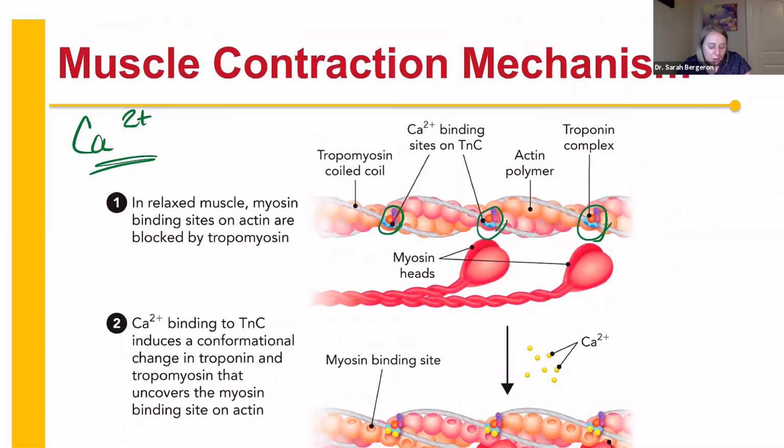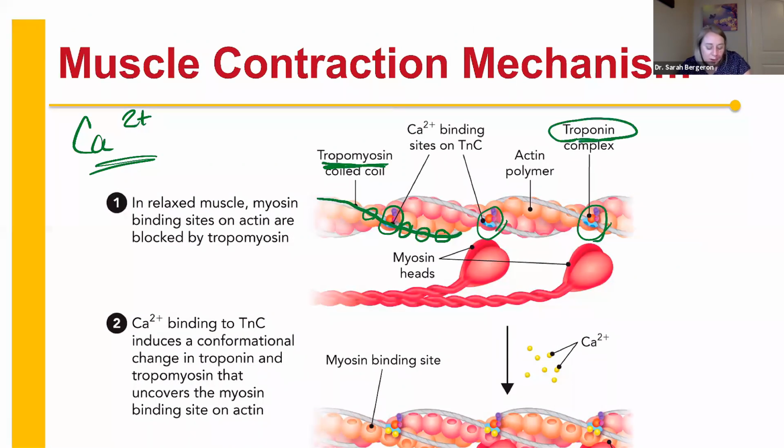And so what you can see is, while it's unbound, this is an example of an actin binding site for myosin. Myosin is supposed to bind right here, but what's hiding it? What's covering it? That's the troponin. So when our troponin, I'm sorry, it's our tropomyosin. What did I say? Tropomyosin.